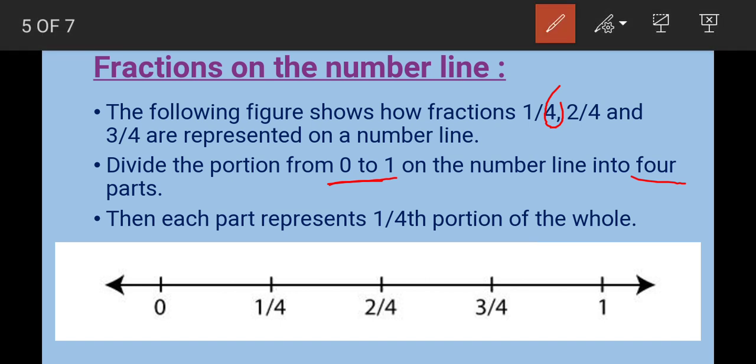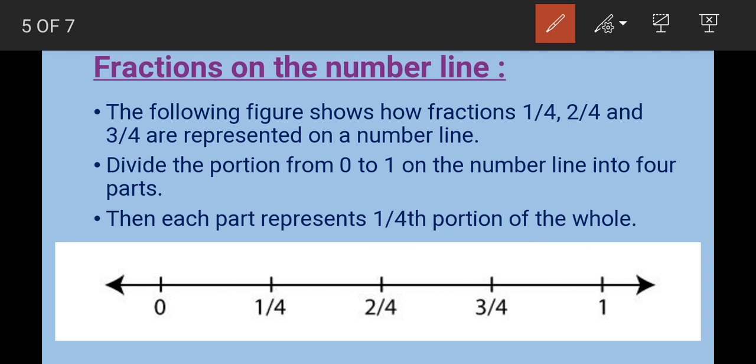each part represents 1 by 4th. From 0 to 1 it is 1 by 4th, from 1 to 2 it is 1 by 4th, 2 to 3 it is 1 by 4th, 3 to 4 it is 1 by 4. Okay, so each part represents 1 by 4th of the whole. If we select any part from this, we can say that it is 1/4 of the whole.